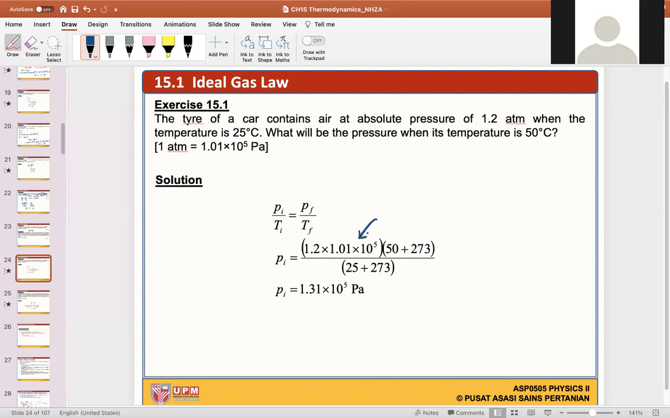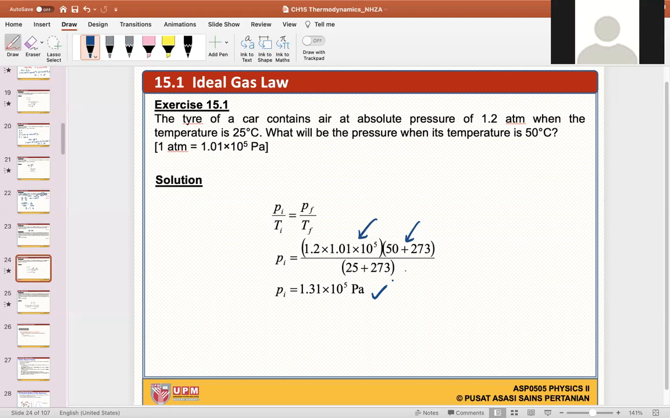Okay, so this is in Pascal, betul. This is what Nurhan did. Dia tukar jadi Kelvin. Dia solve for P1, absolute pressure when the temperature... Kenapa dia solve for P1? Kejap. T1 is, oh okay. Dia terbalik. Okay, tak apa, asalkan jawapan dia betul lah. So Nurhan dapat jawapan ni tak?